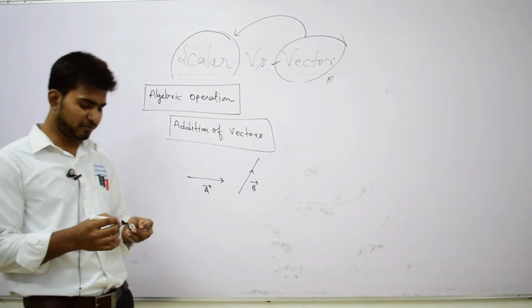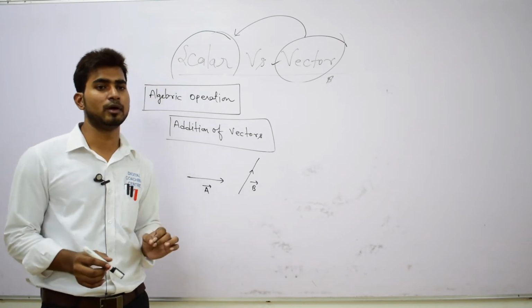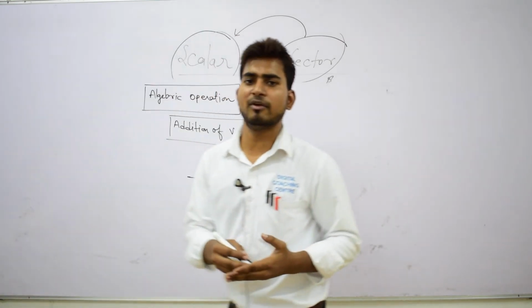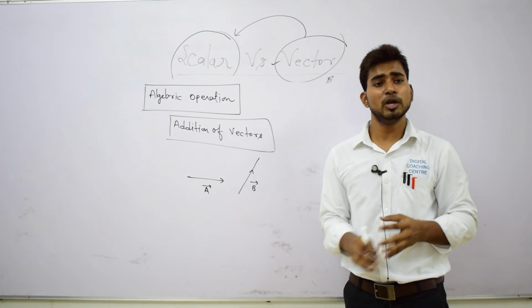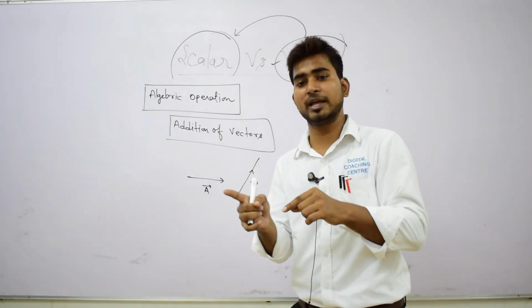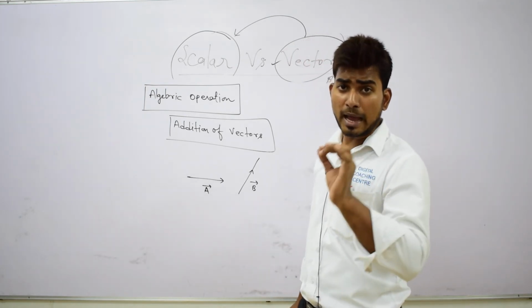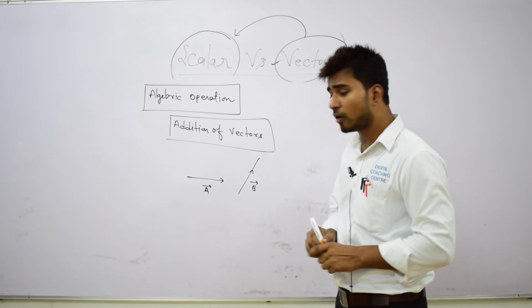Now let's suppose we need to add these two vectors. So these are some points you need to remember. Whenever we are adding vectors with the help of the graphical method, we always need to join the head of one vector to the tail of another vector. This is a very important thing. Always we need to join the head of one vector to the tail of another vector.